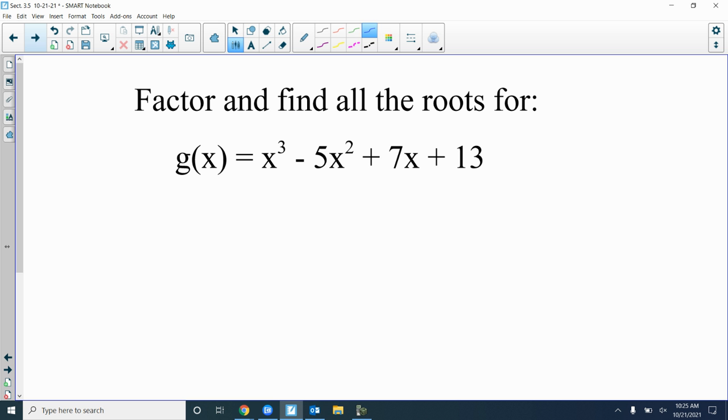What's that? And do this all mentally. All mental? All mental. Which one are you going to be your possible roots? B over A? Yeah, I mean, it's 13. Okay.